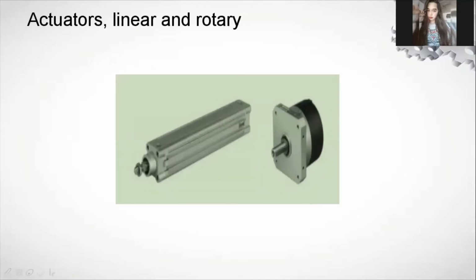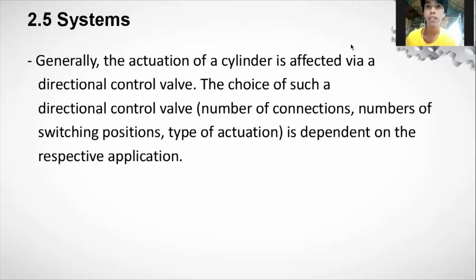Actuators, linear and rotary. Generally, the actuation of a cylinder is effected by a directional control valve. The choice of such a directional control valve, the number of connections, the number of switching positions, and the type of actuation, is dependent on the respective application.